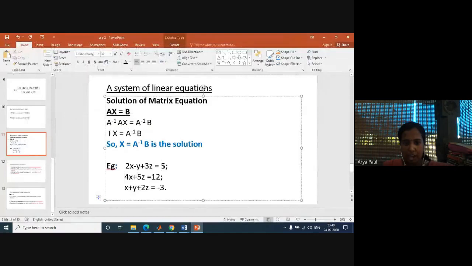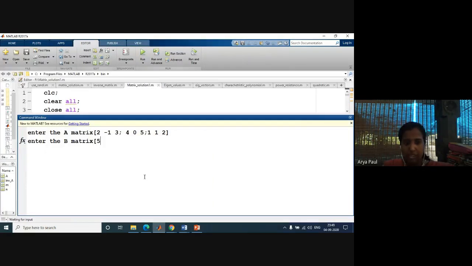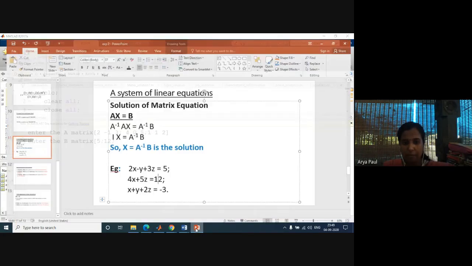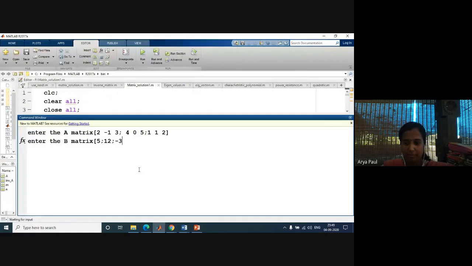B matrix is 5, 12, -3. It's a column vector. Please understand that B matrix is a column vector. It has only one column. So 5, 12, and -3. 5 is the first row, second row is 12, third row is -3. So only one column. Okay.